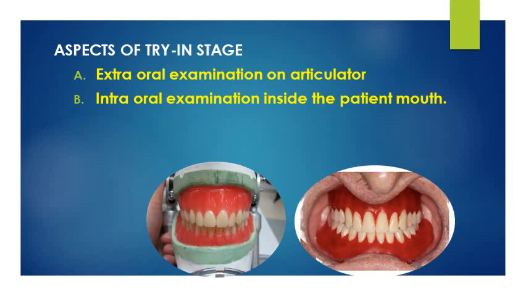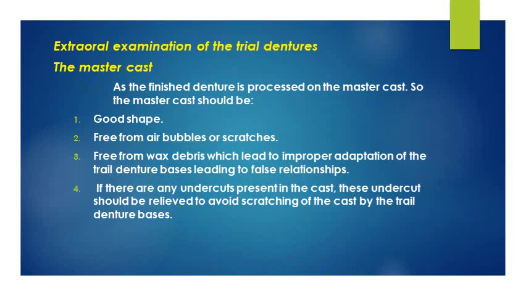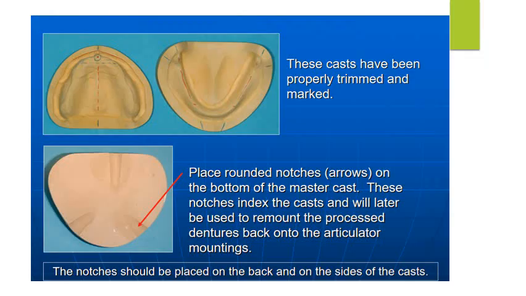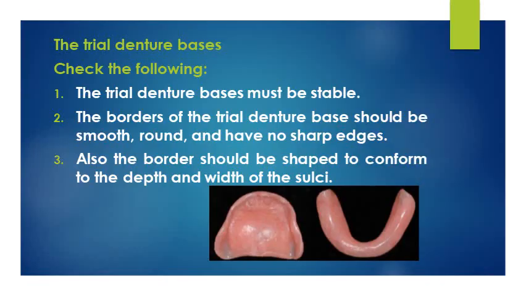The aspect of the trying stage: we have two steps. At first, extraoral examination of the trial denture, then intraoral examination inside the patient's mouth. Let's start with the extraoral examination. As we know, the master cast should be in good shape and free from air bubbles, and the trial denture bases should be checked for the following.